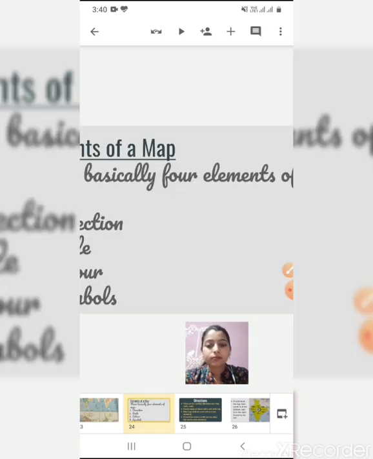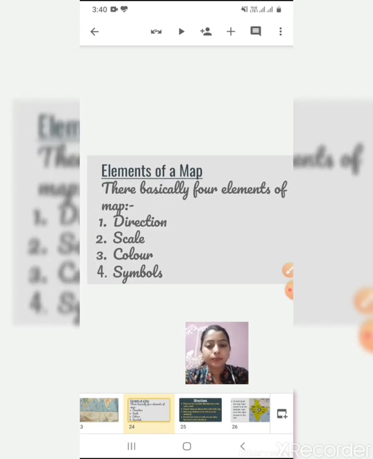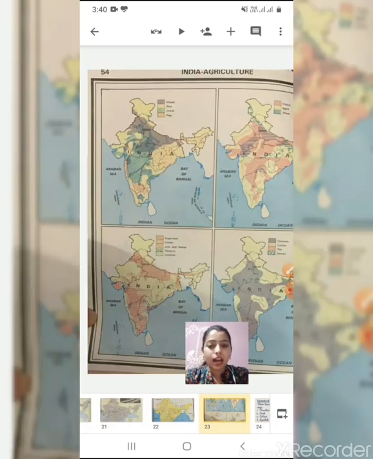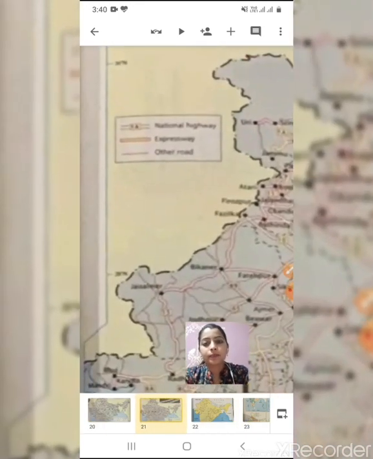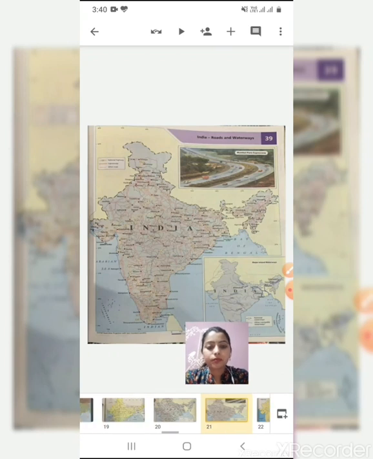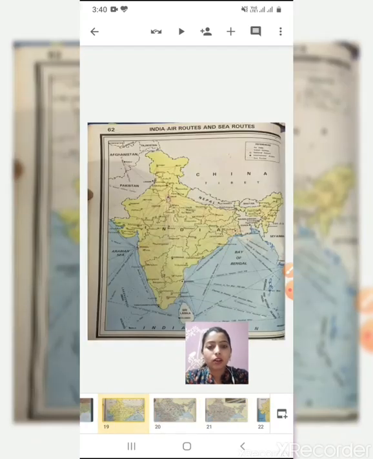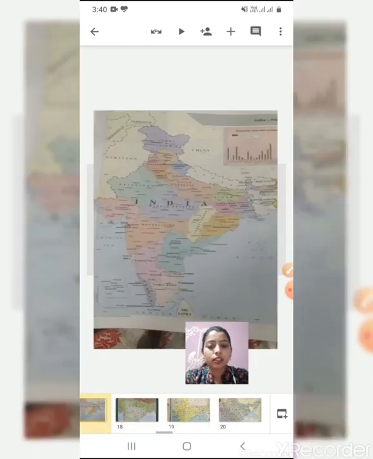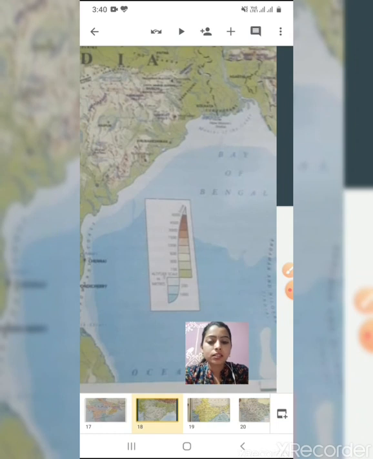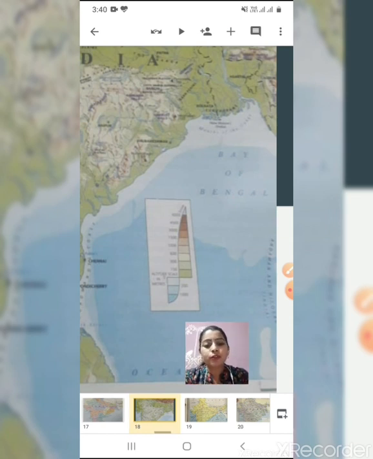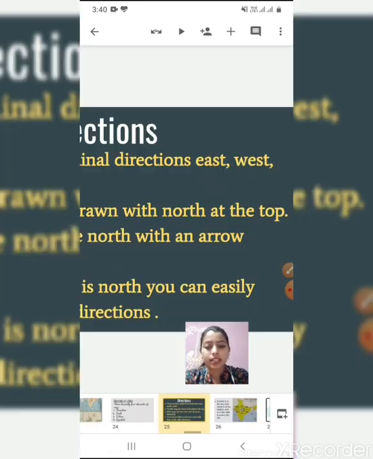Then scale. Scale means how many centimeters is equal to how many things. See here, scales are also written on the map to show the distance, like this. This is the map, how many meters is equal to how many centimeters, how many centimeters is equal to how many kilometers, like this. This is the language of map. Now we study in detail.